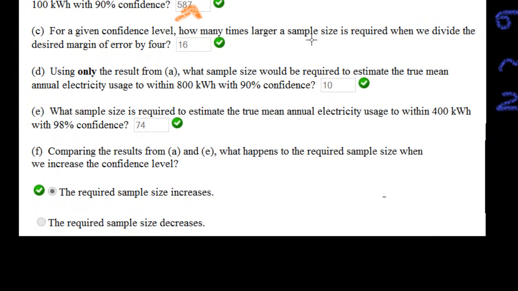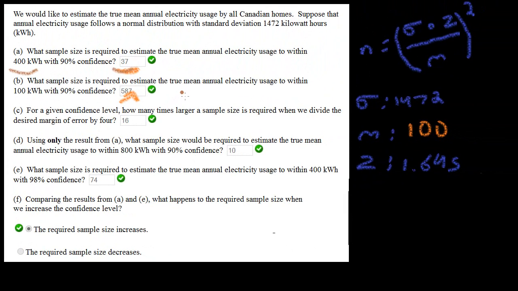Using only the result from question A, what sample size would be required to estimate the true mean annual electricity usage to within 800 kilowatt hours with 90% confidence? So notice here in question A, we had a margin of error of around 400 kilowatt hours. But only using the result from question A, we need to find out this new data right here. The new sample size with a different margin of error. The only difference between question D, the one we're trying to answer, and question A, is that the margin of error has been doubled. So it's been increased by a factor of 2.